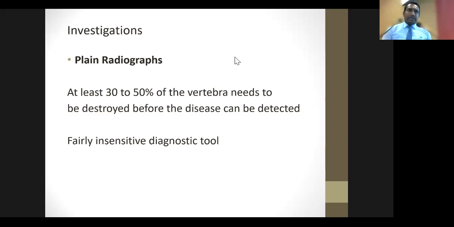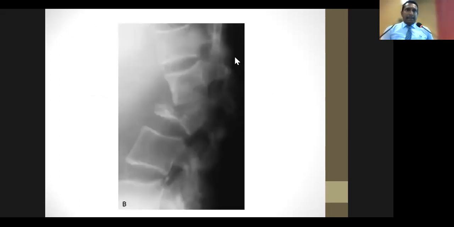So investigations, we usually start off with the plain radiographs, but you need to have at least 30 to 50% vertebrae damage to see it from the plain radiographs. So it's a fairly insensitive diagnostic tool. This is what it looks like, but I don't know whether this is very clear.